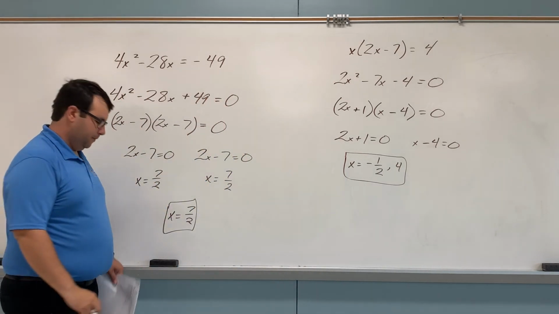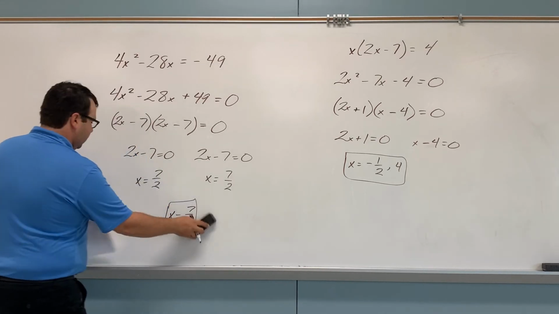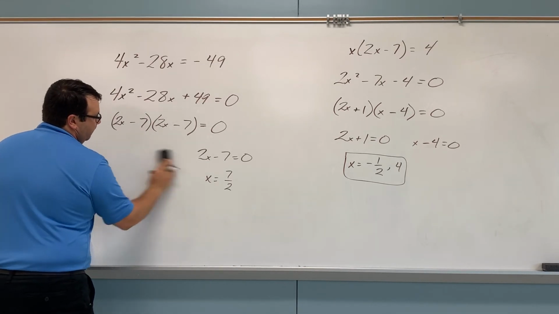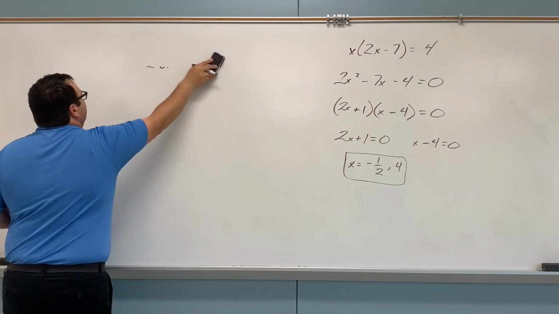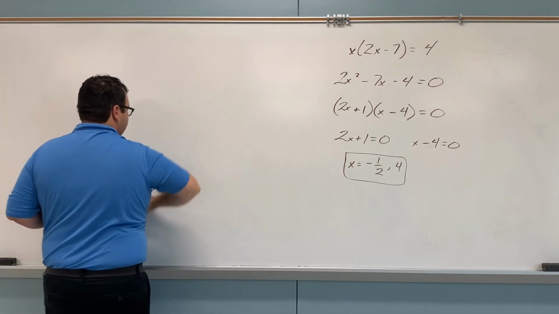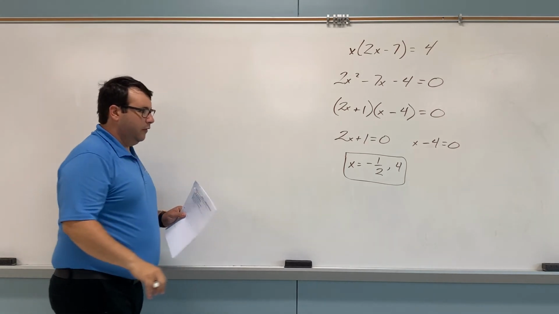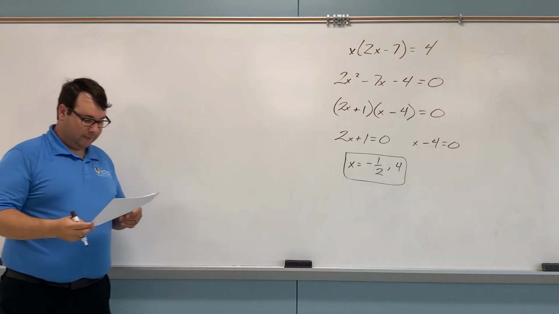Okay, very good. Let's do the last example here. Keep in mind, zero product property is something that will come up later, so you do want to get a good handle on this.